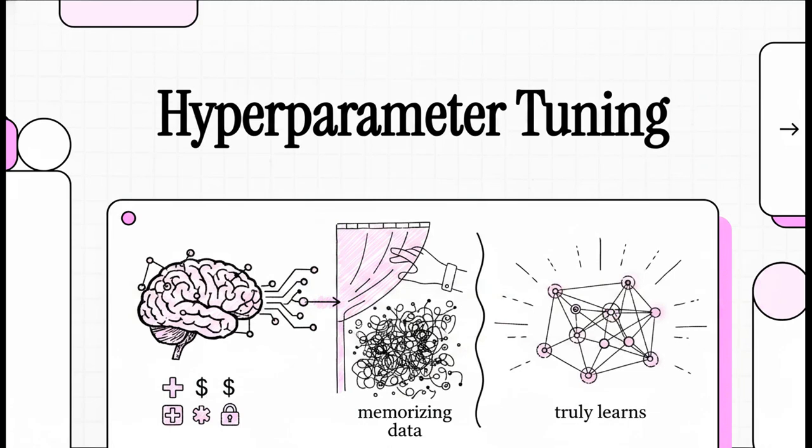Welcome to the Explainer. Today, we're tackling something that literally makes or breaks the machine learning models running our world: hyperparameter tuning. I mean, we trust these algorithms with everything from medical diagnoses to financial markets, right? But how do we actually ensure they're learning rather than just memorizing data?